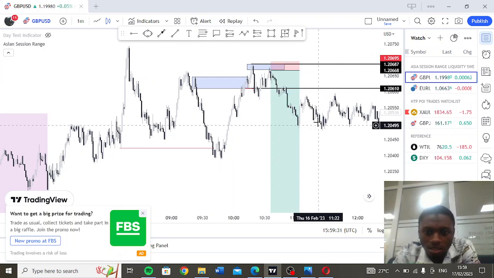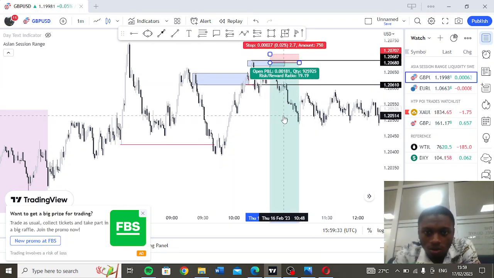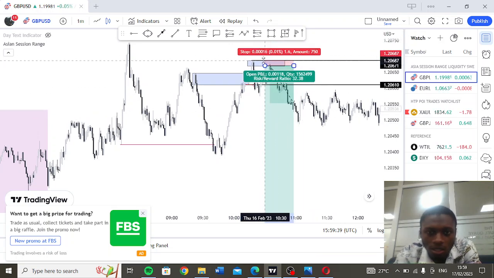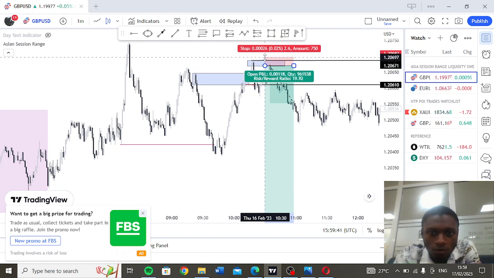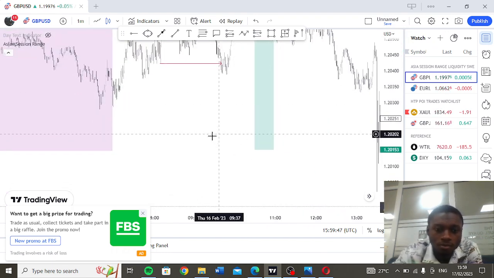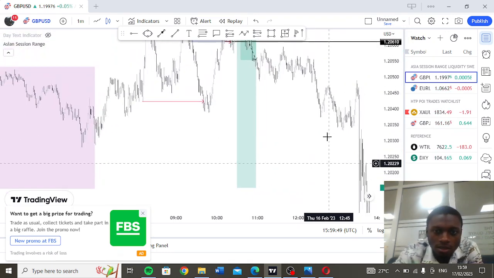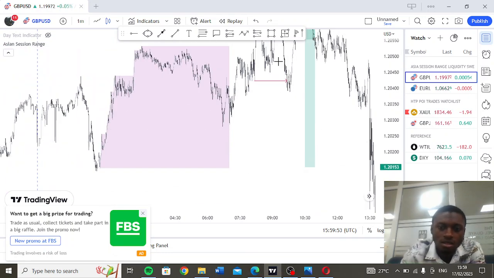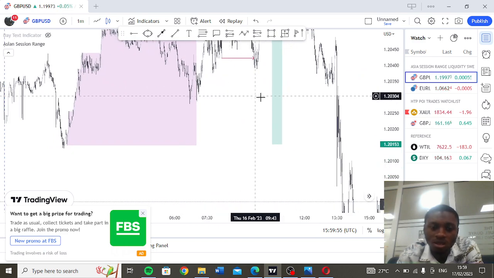Let me do it well. The stop loss has to be above the other block. Yeah, we call them other blocks. Yeah, so that is a 23%. You lost 1%, you are making 23%.